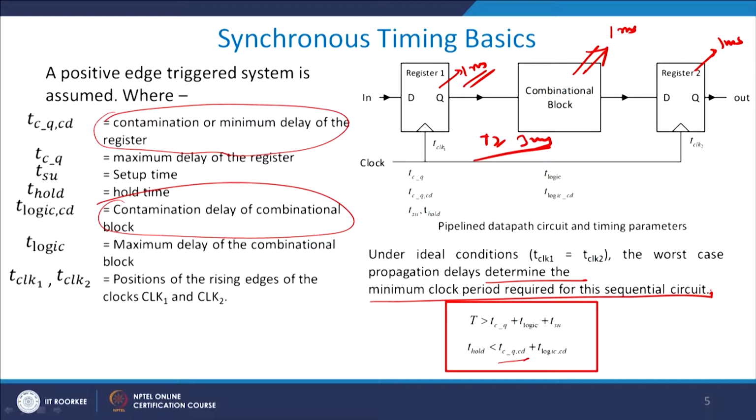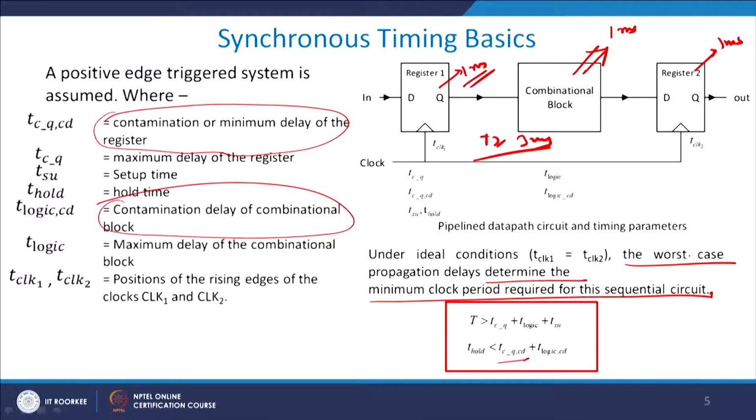For example, if you are in a situation where you are using the sequential logic under a very stressed condition, what does it mean? Your voltage levels and current levels are very high, and that gives you the worst case propagation delay for a sequential logical block. As you can see, capital T is greater than TCQ plus TPD logic plus T setup, and T hold should be less than TCQ CD plus T logic CD.